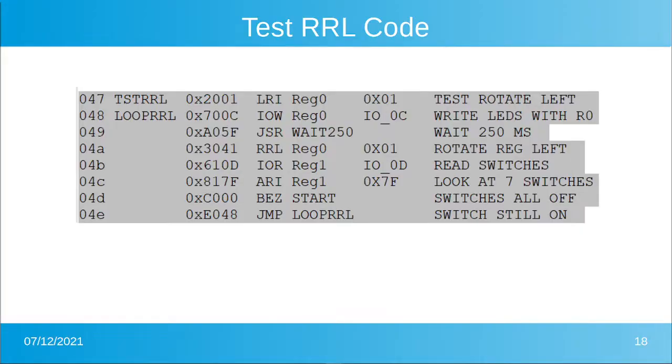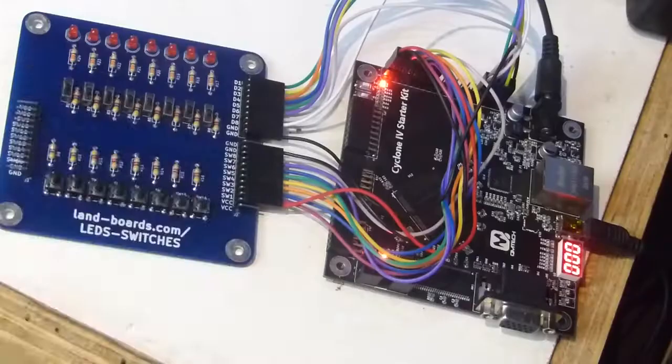The test code for rotate the register left is very similar to the code for shifting it left, except it doesn't have to reload. It can just run in the loop here, because what a rotate does is it takes that most significant bit. If you're shifting left, it takes what's in the most significant bit and puts it down in the least significant bit, so it'll just keep rotating through all the bits. It doesn't need to be reloaded. So the code is shorter, but it functions differently.